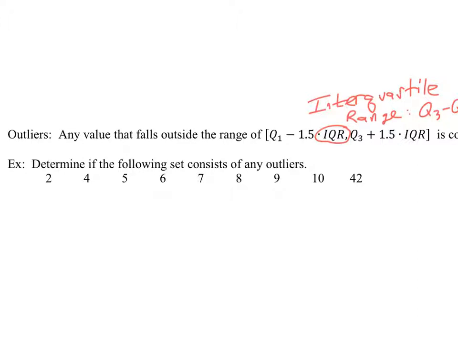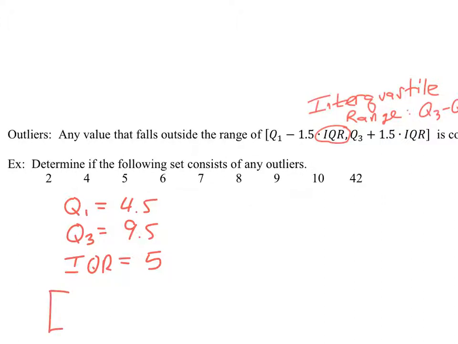Scroll down and get your quartile values, Q1, Q3, 4.5, 9.5, IQR would be 5. All right, and then you could do the computations. Now I wrote a program for this, so I wouldn't have to do this every single time, but at least for one time you might as well get the experience.